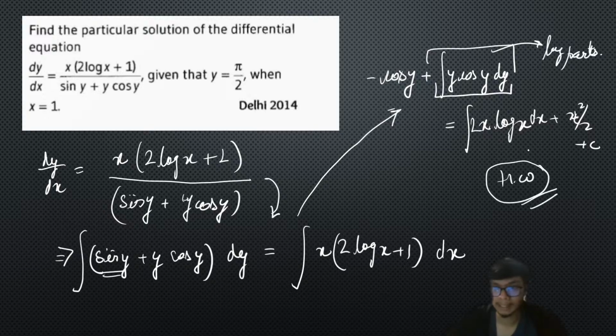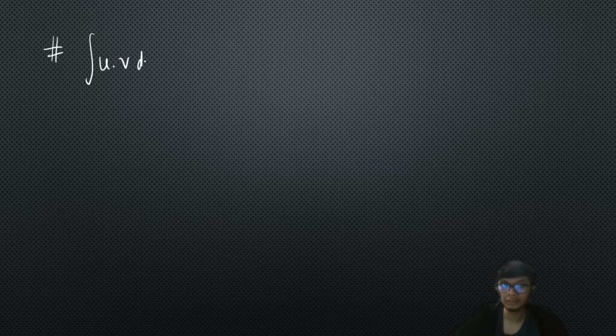To apply the by parts rule, I hope you know the by parts rule by now, right? If you don't remember, I can recall it for you. Whenever you have two functions u into v with respect to some variable x, where u and v are both functions of x, you have u as the first function and v as the second function. The integration of this product is called integration by parts.